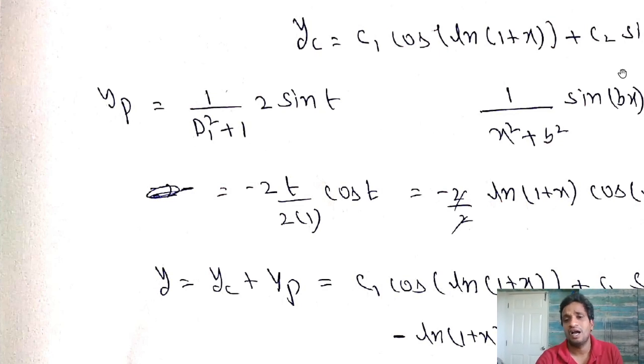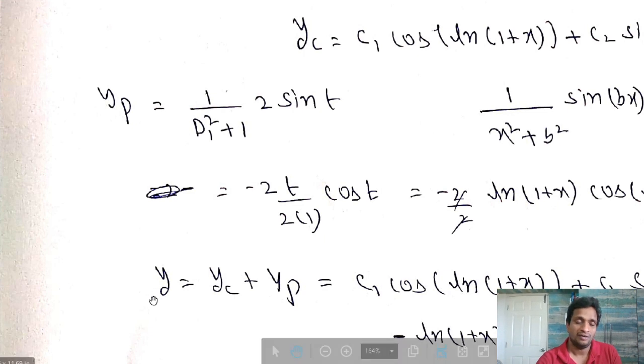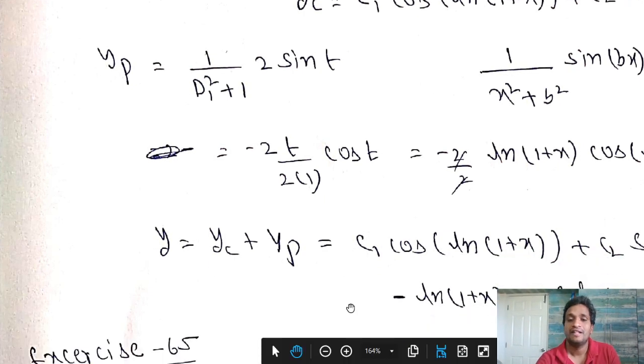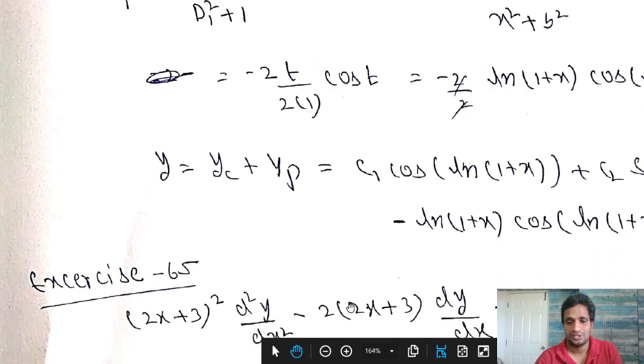So the formula we have: 1 by (D square plus b square) sin bx. Whenever I substitute D square equal to minus b square, it becomes 0. The formula we have is minus x by 2b cos bx. So the 2 is as it is, minus t by 2 into b, that is 1, cos t. So instead of t I can write ln of 1 plus x, cos of ln of 1 plus x, and y equal to yc plus yp will give your general solution.